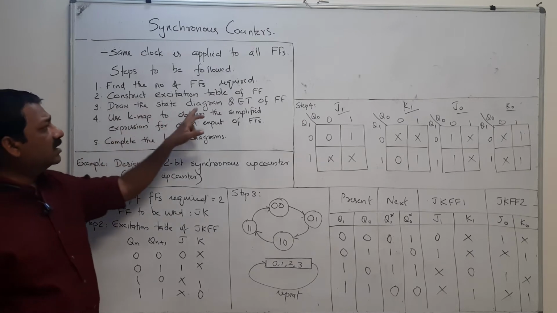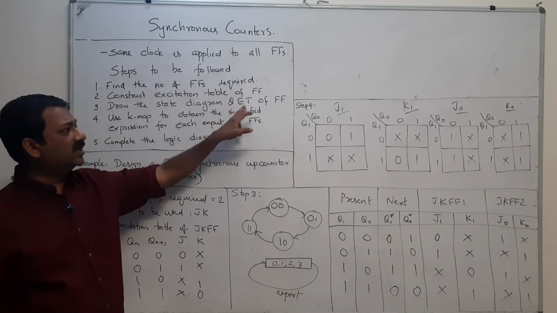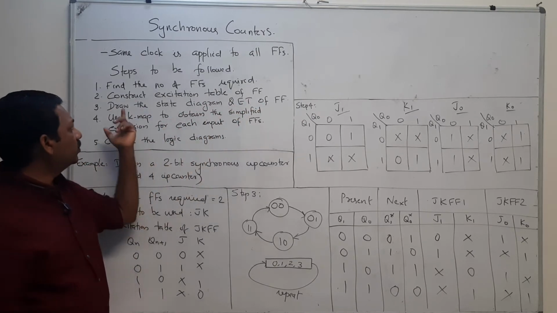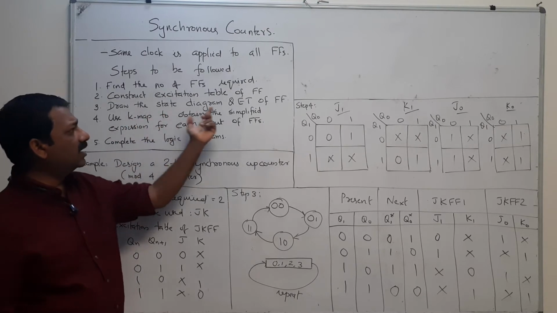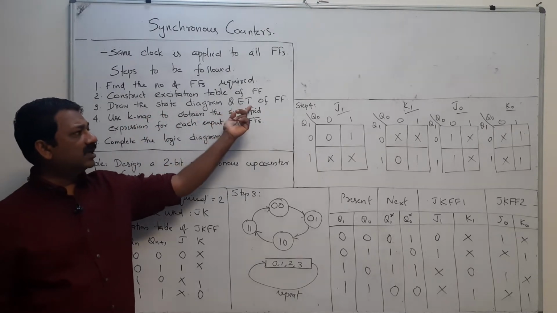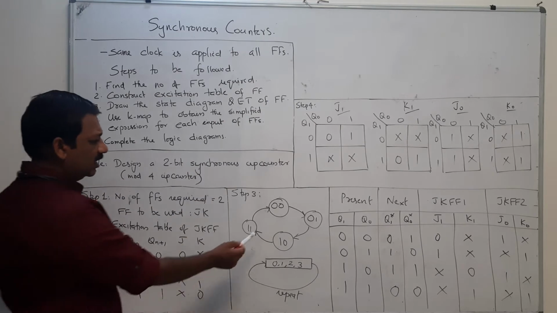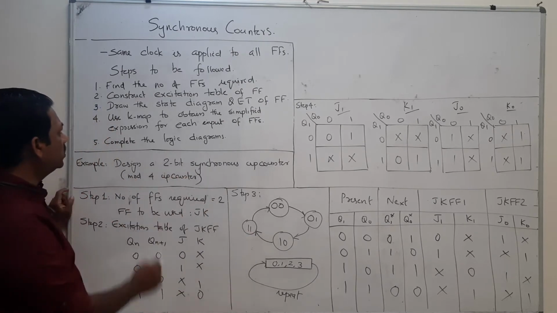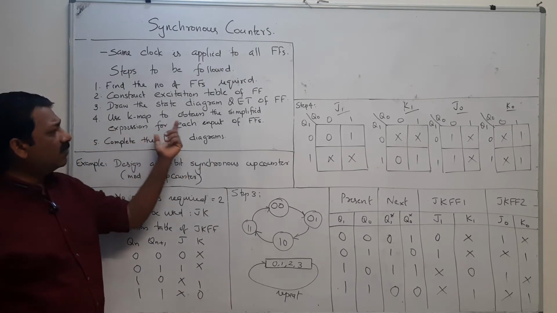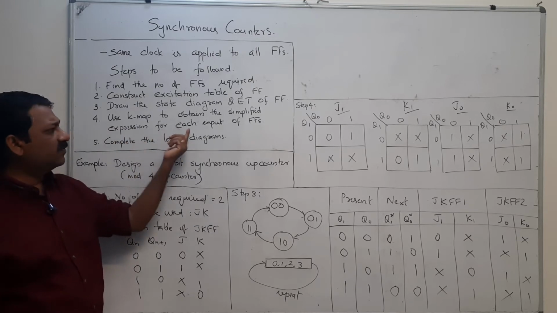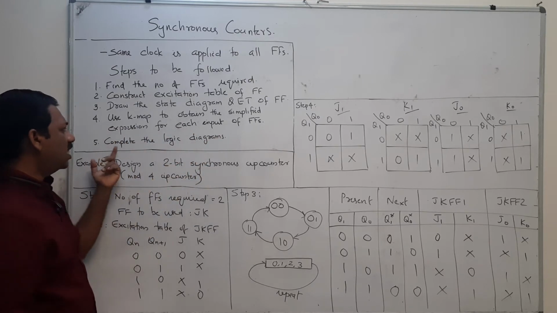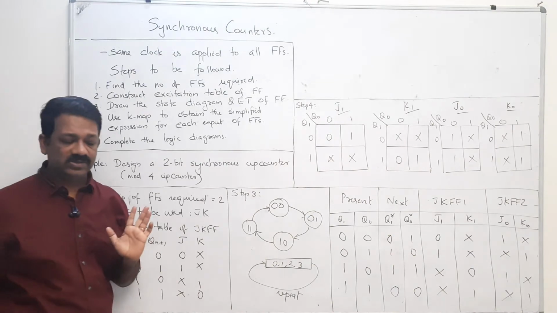Then draw the state diagram and excitation table of the flip flop. This is the state diagram. This is an example; I will show you how this is done. Use the K-map to obtain a simplified expression for each input of the flip flops and complete the logic diagram.